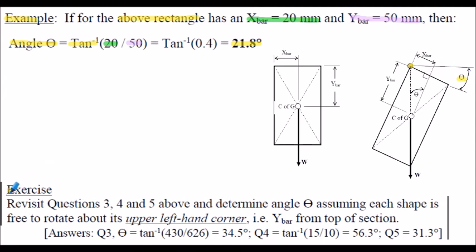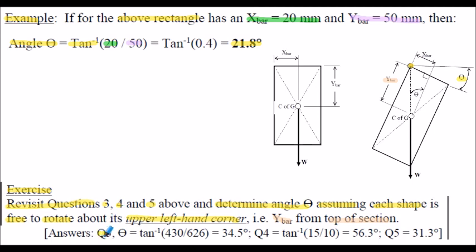For further practice, an exercise here suggests to revisit questions 3, 4 and 5 reviewed previously and determine the angle theta, assuming that each shape is free to rotate about the upper left-hand corner. So be careful here, the y-bar dimension that we must use has to be from the top of the section. In most calculations we calculate the y-bar for a shape from the bottom of the section, but for calculating the angle of rotation it must be from the top of the section, so be careful.